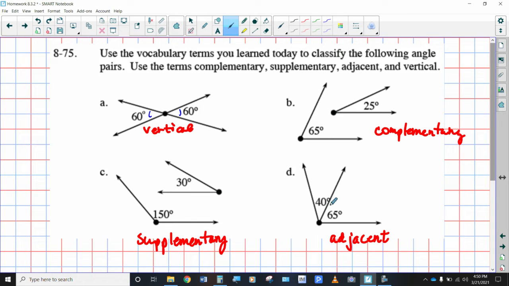And these two are adjacent to each other because they share a vertex. They have a common ray for a side, and they're right next to each other. They're right next door. So it doesn't matter what they add up to be adjacent. They can add up to anything.